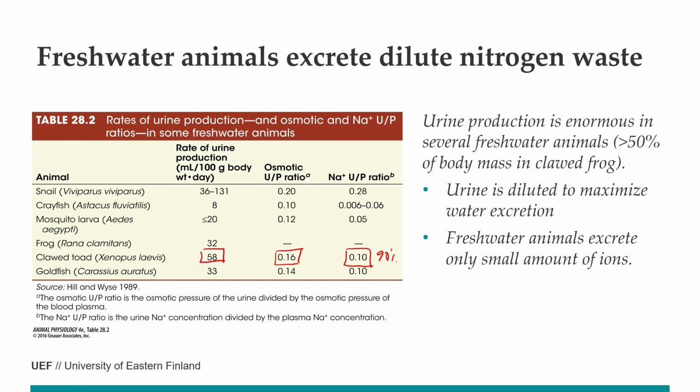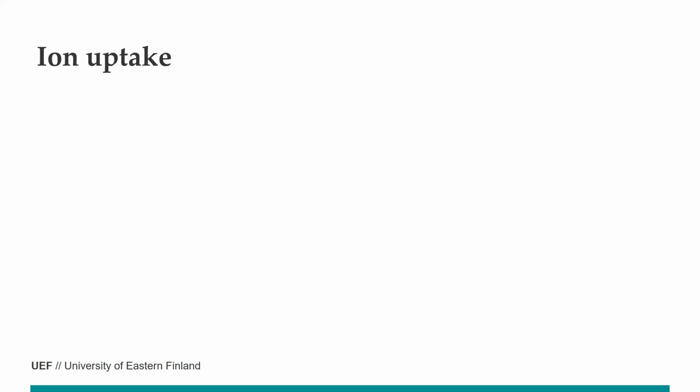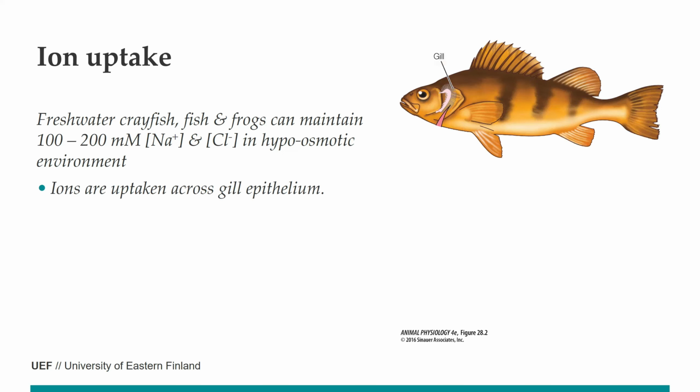But the problem is that if you are peeing half of your body mass, then anyway there's a lot of sodium, a lot of ion loss in these aquatic animals, and therefore they must have some mechanism to get as much ions from the environment as possible. So they can maintain very high sodium concentration, very high chloride concentration in hypoosmotic environment, and ions are uptaken across the gill epithelium.